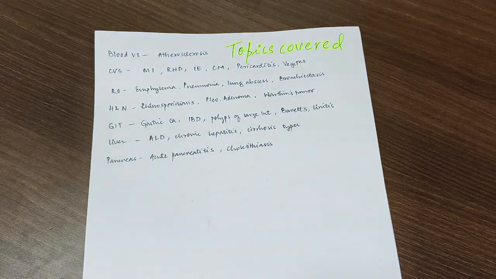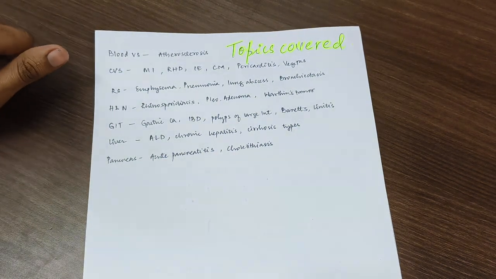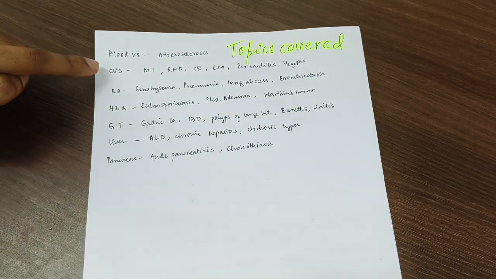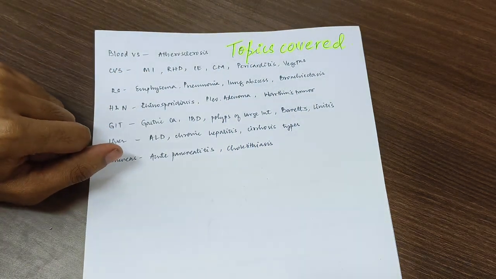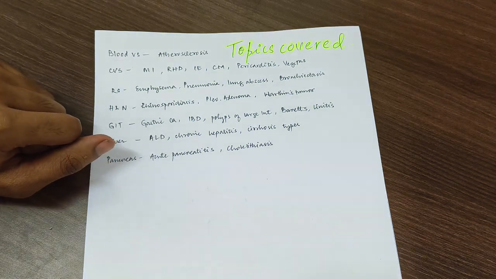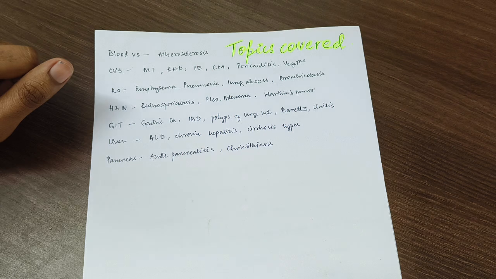So systemic pathology, I'll be dividing it into two parts. In the first part, the topics covered are mentioned on the screen. That is blood vessels, I'll be covering atherosclerosis, and from CVS, I'll be covering myocardial infarction, rheumatic heart disease, infective endocarditis, cardiomyopathies, pericarditis, and vegetations in those particular diseases.